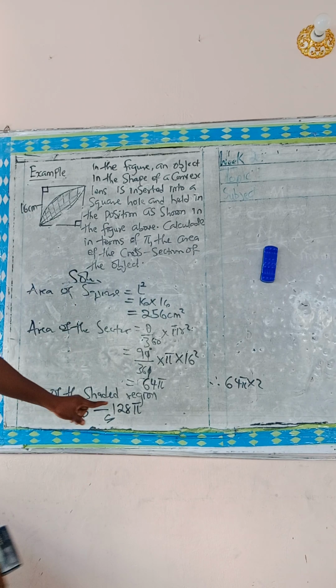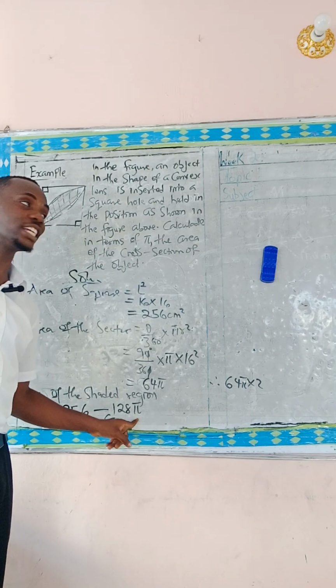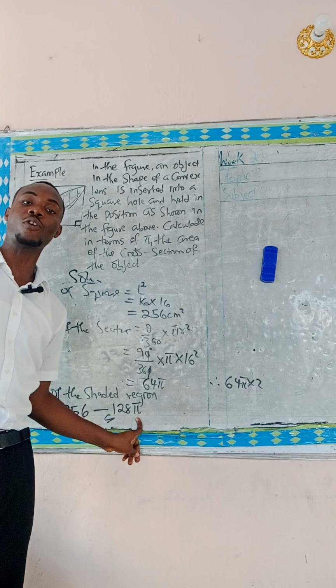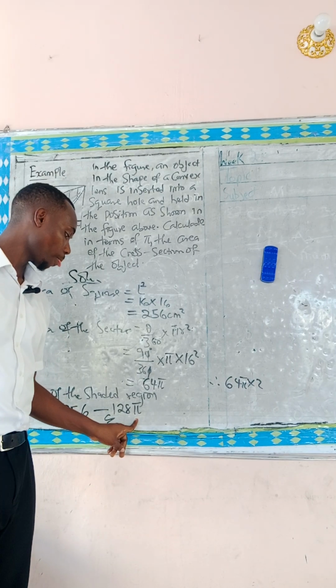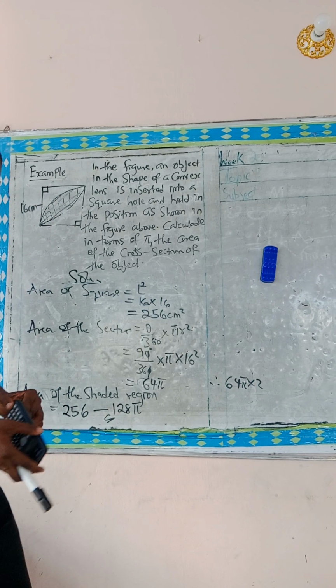Please, I'm going to repeat it again. If the question says you should not assign any value for pi, or the question as it is written here, it said in terms of pi, so there is no value attached for pi, don't assign any. So with this, I think we are done with this question. Is there any question?